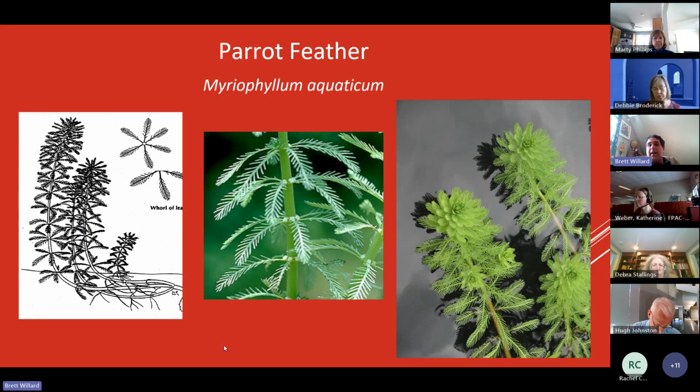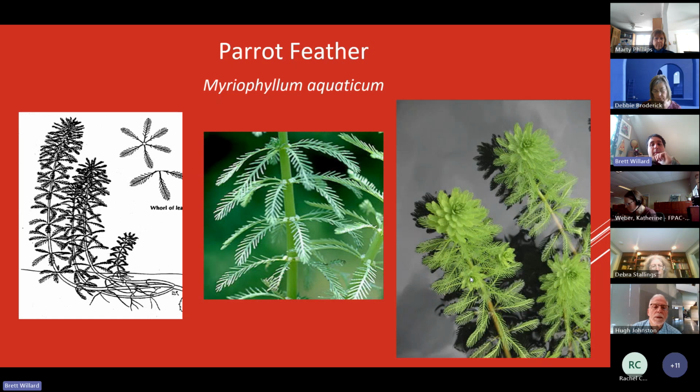Okay, our next milfoil is parrot feather. Parrot feather is a milfoil, even though it's not called parrot feather milfoil. It has a true feather divided leaf. This plant was in Maine, in one private pond, but it has been contained and eradicated, which is another success story.